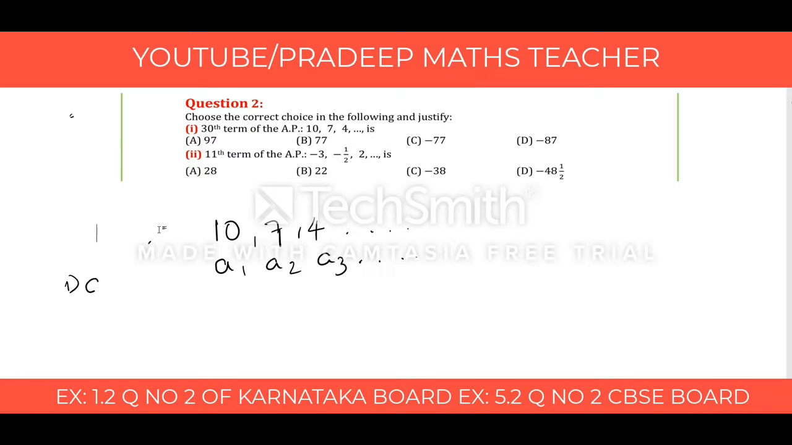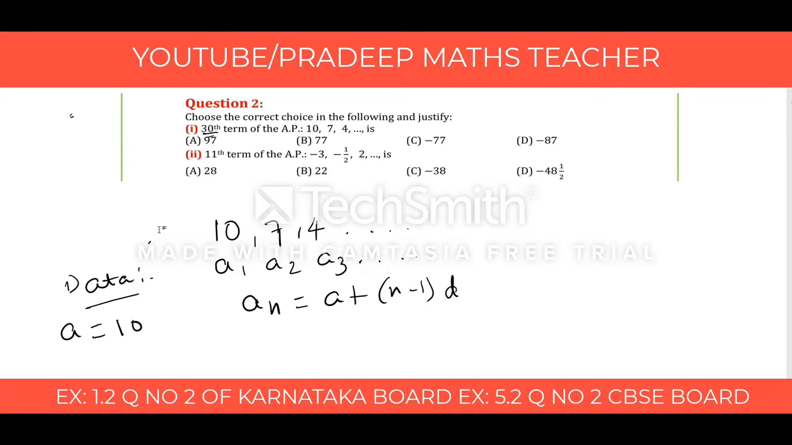Now I'll write the data, because for the formula you need data. A1, or A, is called the first term, which is 10. Now I'll write the formula, children. To find the 30th term, or whatever the 15th term, the formula for the nth term of an AP, which I already mentioned in the last video, is An equals A plus (N minus 1) into D.